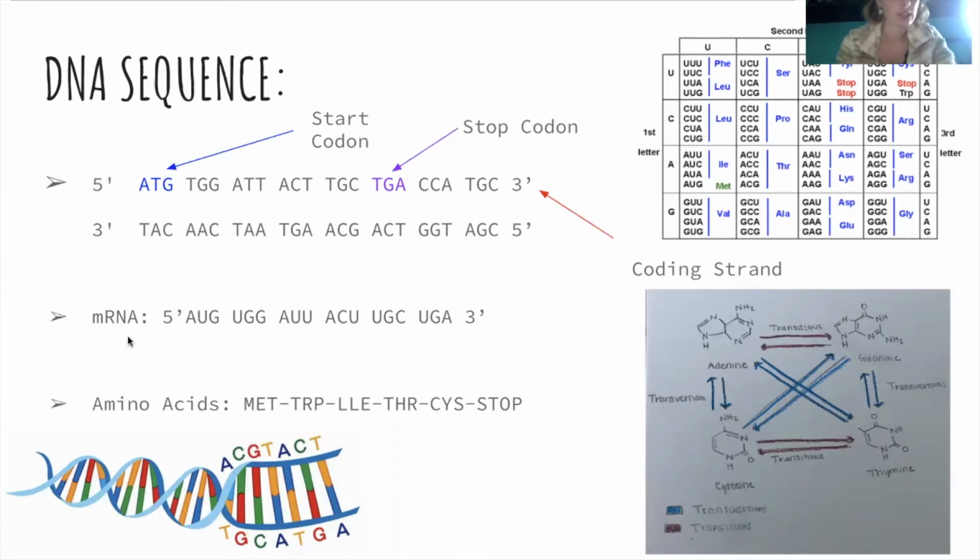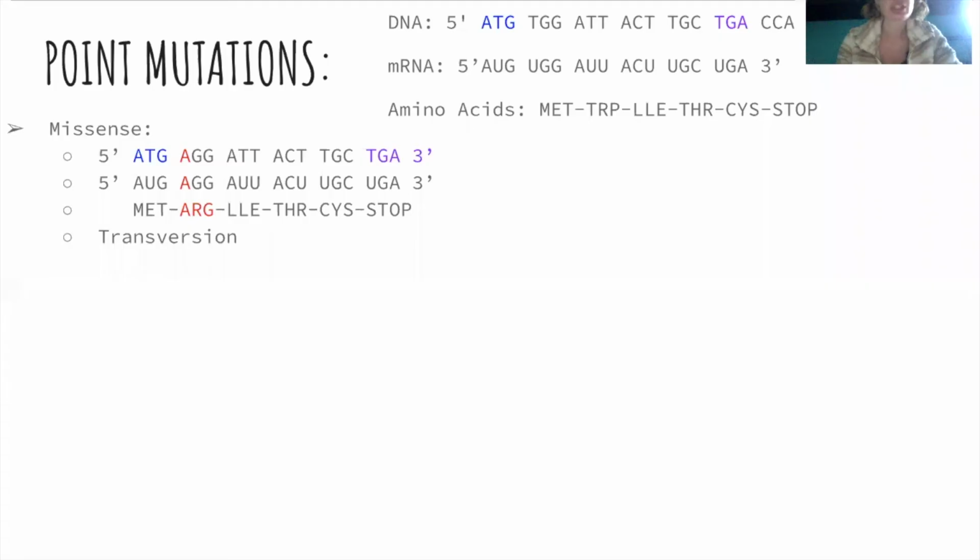The mRNA sequence is as below, and the amino acids are as well. We're going to start with a missense mutation. A missense mutation is when one base pair is changed and it's going to alter the original DNA sequence. It's going to result in a codon which codes for a different amino acid than what was previously there. So we originally had TGG and it was changed to an AGG.